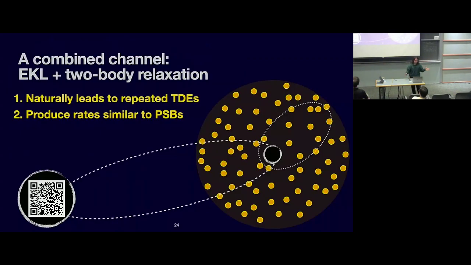And with that, getting us out early, we combine the eccentric Kozai-Lidov mechanism with two-body relaxation. It can naturally lead to these repeating tidal disruption events and hopefully produce some similar rates to post-starburst galaxy rates.